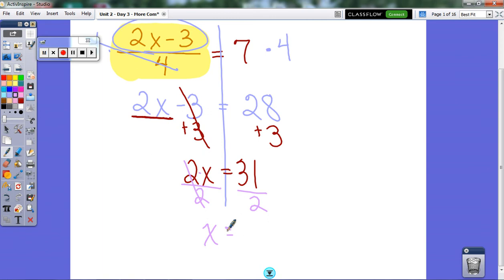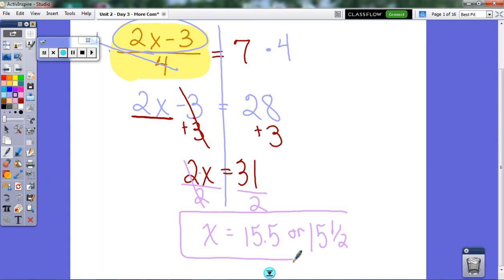Now, it doesn't matter whether you leave this as a decimal or a fraction, because 31 divided by 2, if you type it in, should give you 15.5 or 15 and 1/2. It could give you that as a mixed number. So that's how you're going to work with the equations if it's in a big fraction.